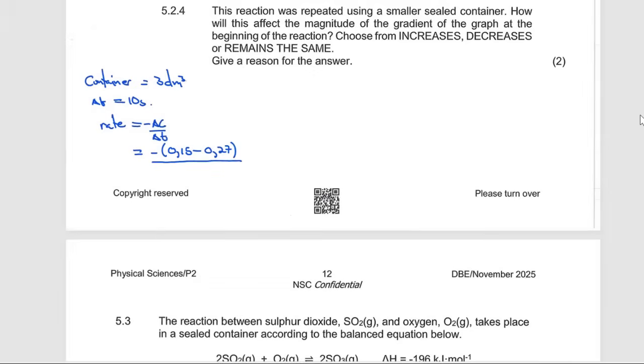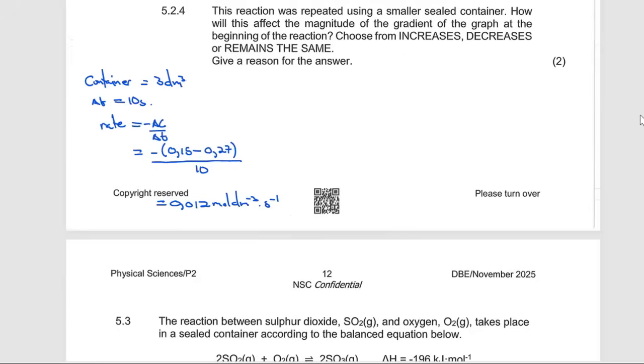delta T, and we're told it is for 10 seconds, right? So if we punch our calculators, this is what we're going to get: negative, bracket 0.15 minus 0.27, divided by 10. I'm getting a value of 0.012 mole per dm cubed, right? So this is our concentration, remember. Then we divided with time, so the units of measurement are going to be per second.